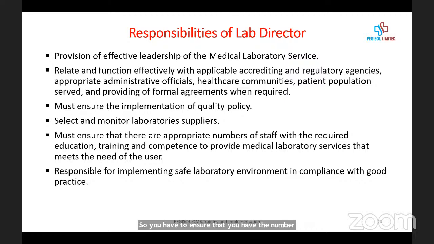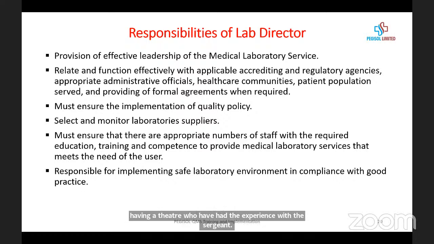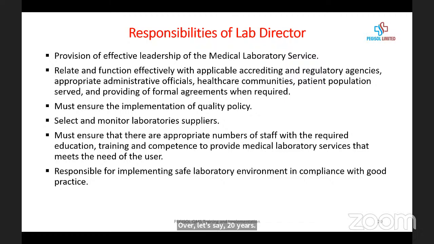I told the person, just like you having a surgeon and a theater nurse who has had experience with the surgeon for over, let's say, 20 years, will you allow that theater nurse to cut your relative and do an operation? Because he has been with the surgeon, he knows what the surgeon does, he has seen those procedures. No matter how experienced he or she is, first, he's not licensed. He does not have the educational training to carry out that procedure.